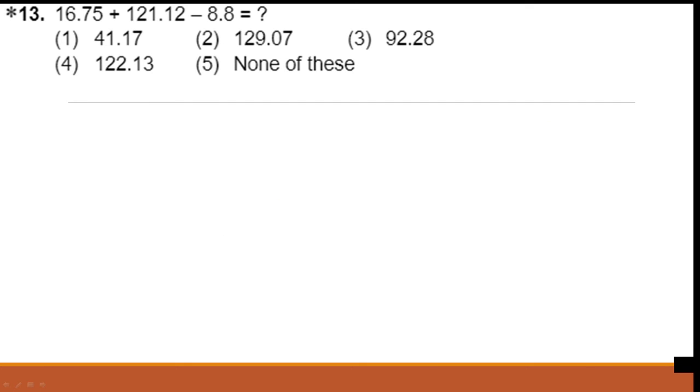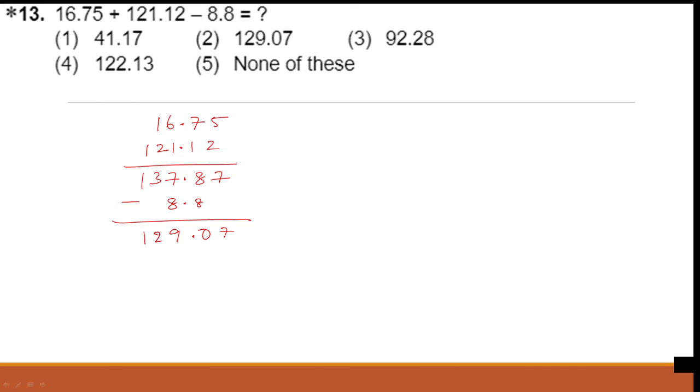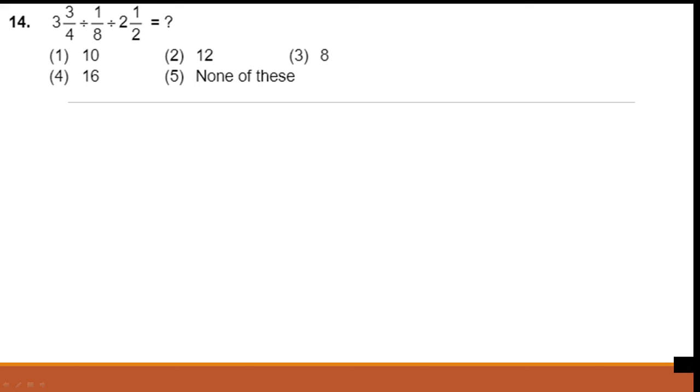Yes. Okay, next one. So this one, add up these values. So that is 16.75 plus 121.12 will get to 78731. So from this we need to subtract 8.8. 17 minus 8 will get 9, and this is 12, 129.07. Yes. Next one. So this is 4 threes are 12.